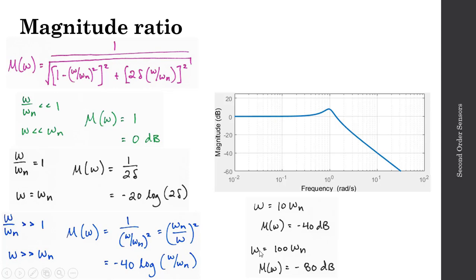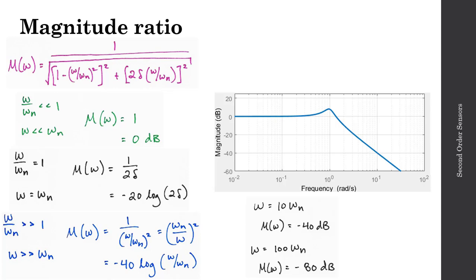If I increase that input frequency to omega equals 100 times omega n, I'll find a magnitude ratio equal to minus 80 dB. So if I come up to my plot here and look at an input frequency of 10 times my natural frequency, and I've set this arbitrary system up to have a natural frequency of 1 radian per second, at an input frequency 10 times that, you'll notice I'm at a magnitude ratio of minus 40 dB. And if I were to follow this line down here, for an input of 100 times my natural frequency, I'd end up at minus 80 decibels over here.